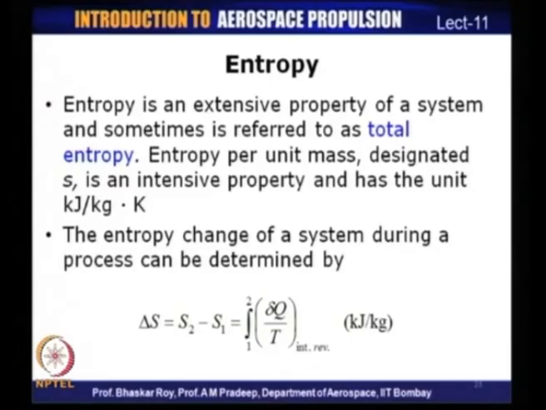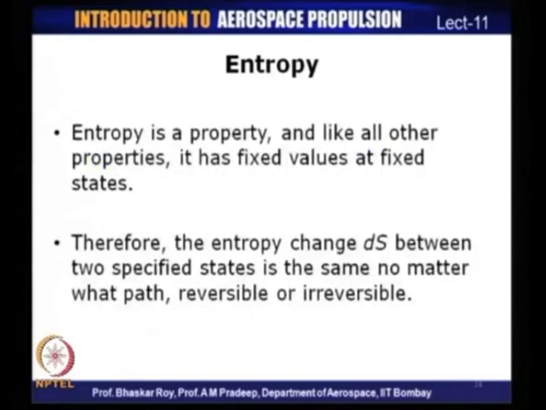So, the entropy change of a system during a process can be determined by delta S equal to S2 minus S1, which is the integral from 1 to 2 of dq by T if the process is internally reversible. So, this equality of S2 minus S1 equal to the integral of dq by T is applicable for a reversible process. We shall see later on that for actual or irreversible processes, we shall have an inequality here, that is, entropy change will always be greater than the integral of dq by T. We shall look at that in detail in the next lecture.